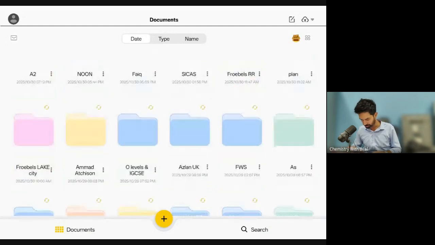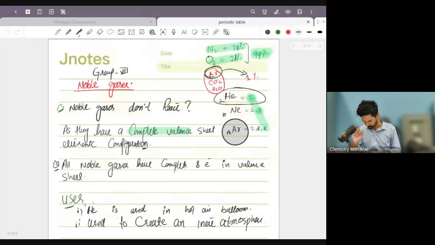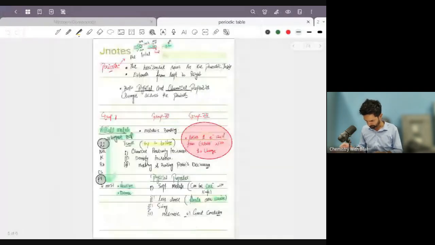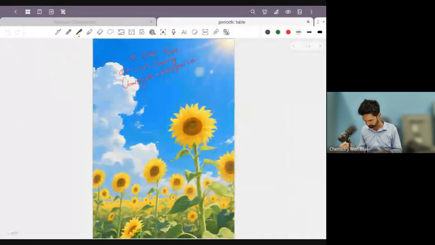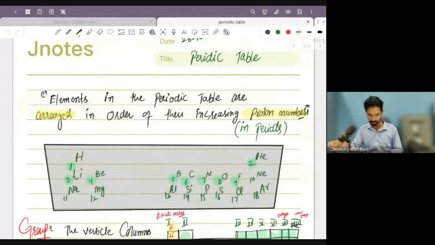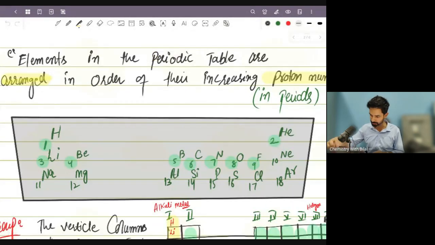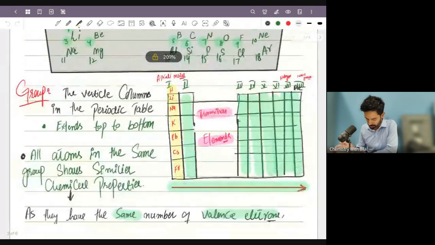I'm sure the screen is visible. Let me share. Okay. So let's quickly review the entire thing, guys, and then we can start with the past paper worksheet. So elements in the periodic table are arranged in order of their increasing atomic number, correct? As the atomic number increases from left to right, the elements are arranged in order of their increasing atomic number.